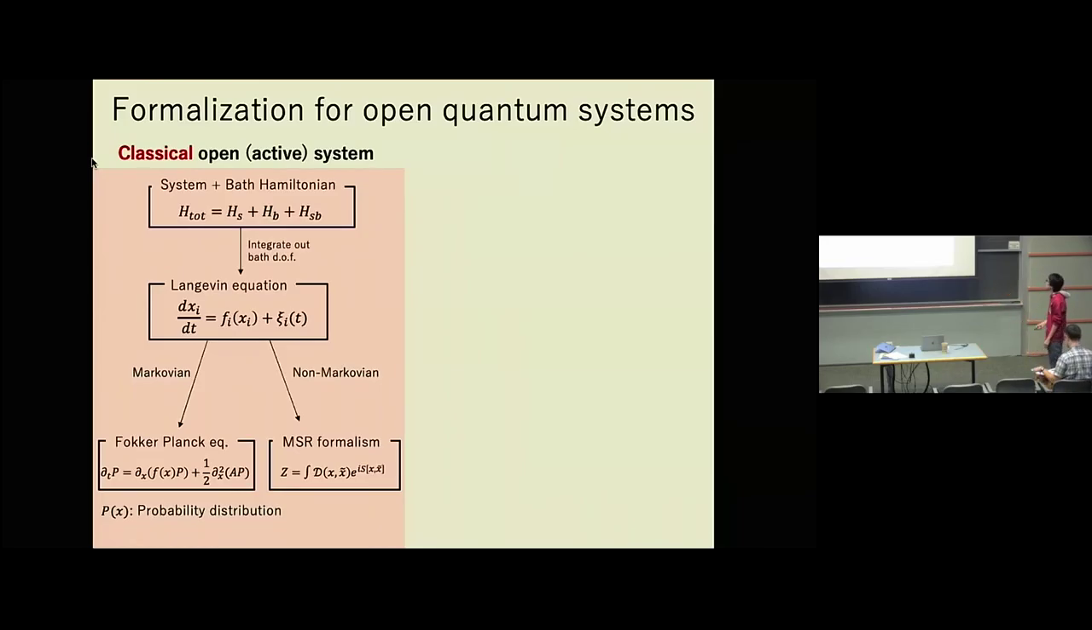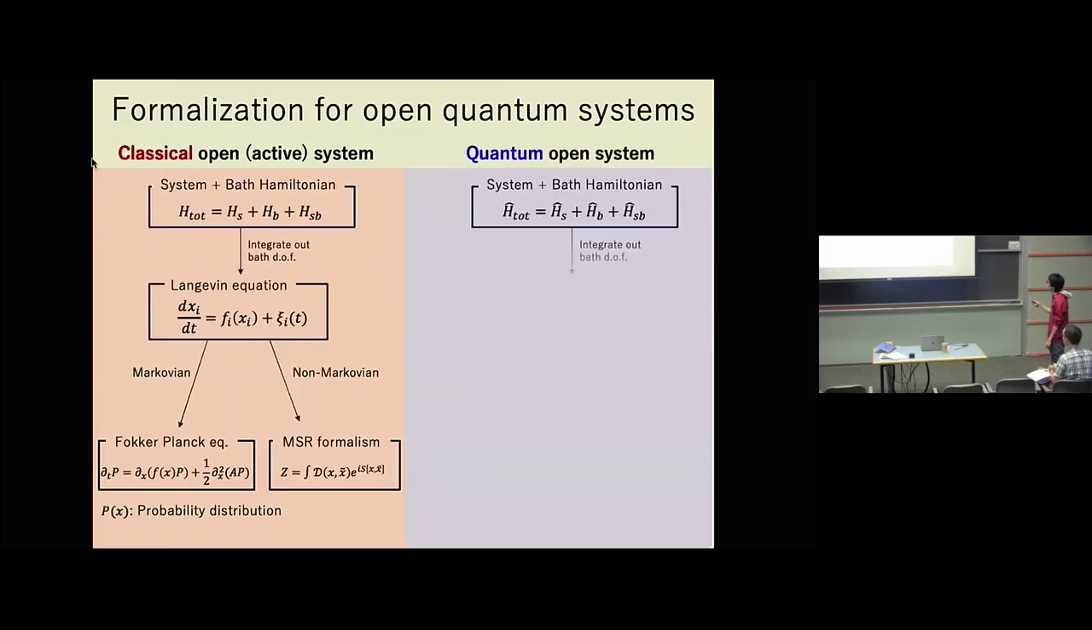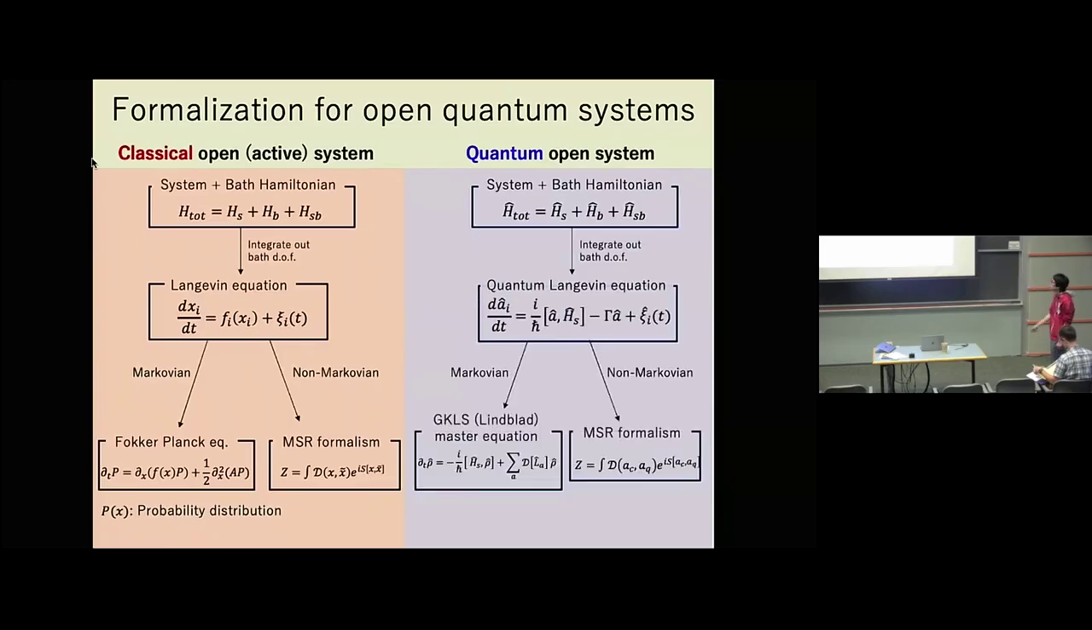We do more or less the same protocol for quantum open systems. You start with this system plus bath Hamiltonian. By integrating out the bath degrees of freedom, you get a quantum version of the Langevin equation. And by taking the Markovian limit, you get something that's equivalent to the Fokker-Planck, which is called the Lindblad or GKLS master equation, or, this should be a Keldysh formalism, sorry. And you get a Keldysh formalism.